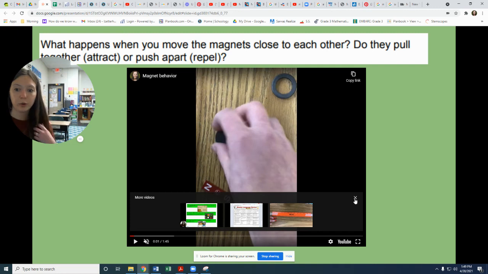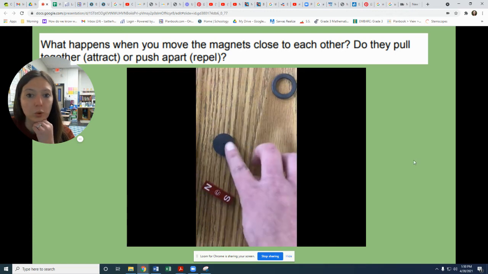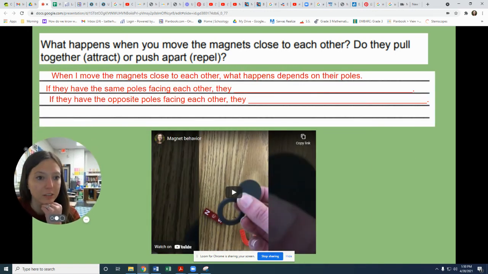Okay, boys and girls, hopefully you were watching that very carefully. So what happened when you moved those magnets close together? Well, you can write your sentence just like I have here. You can type the first sentence to match.